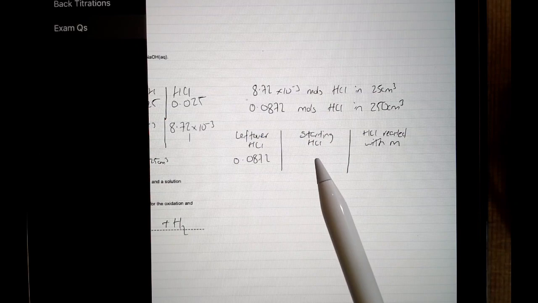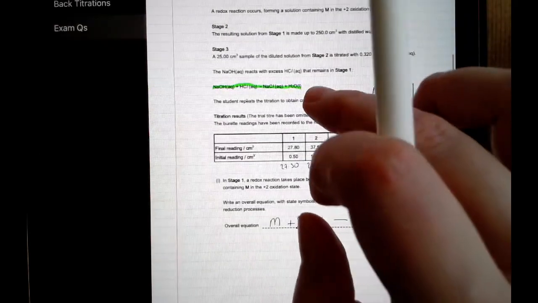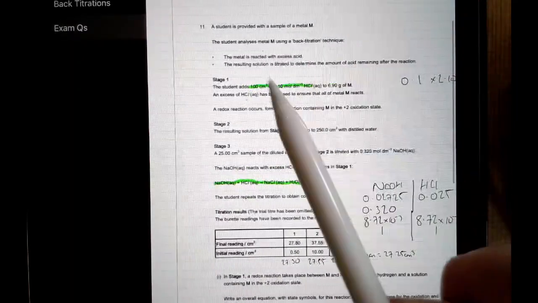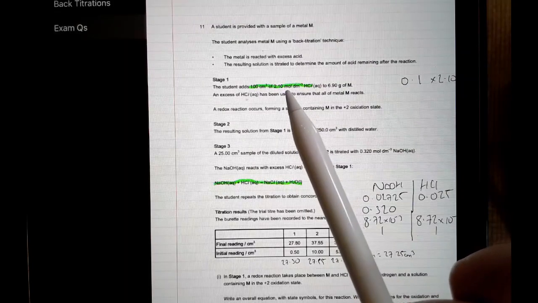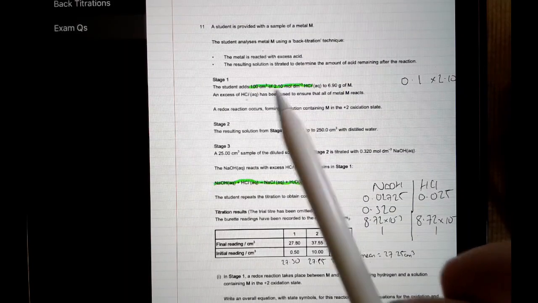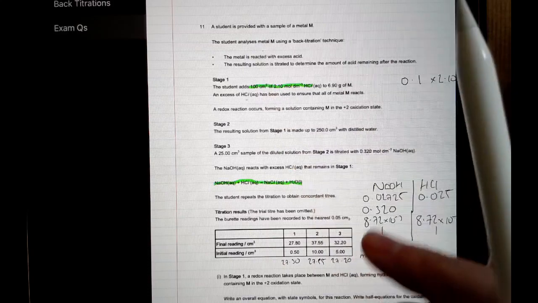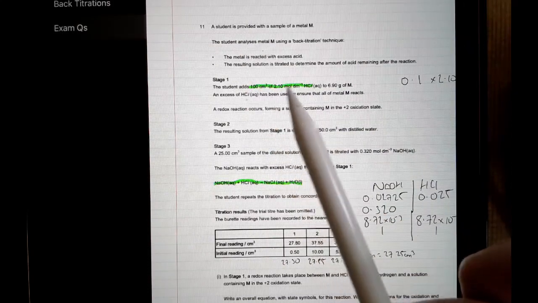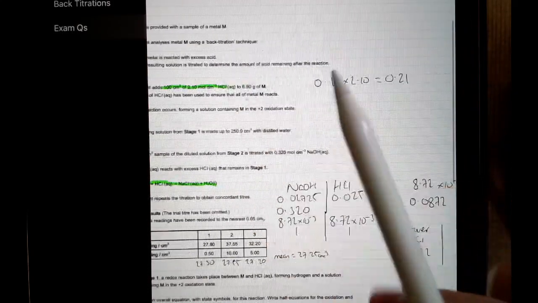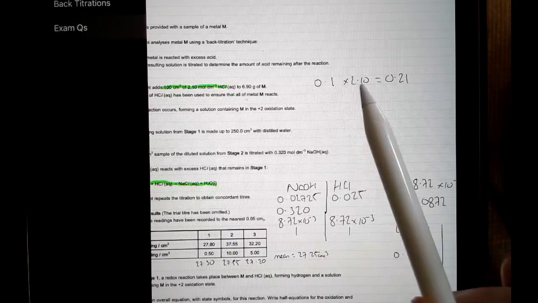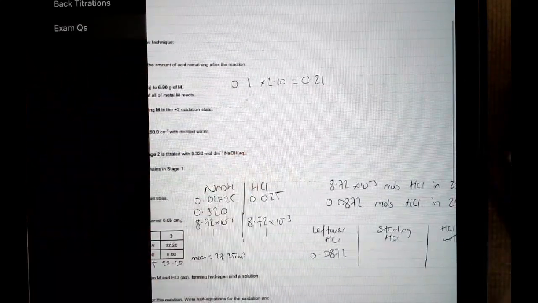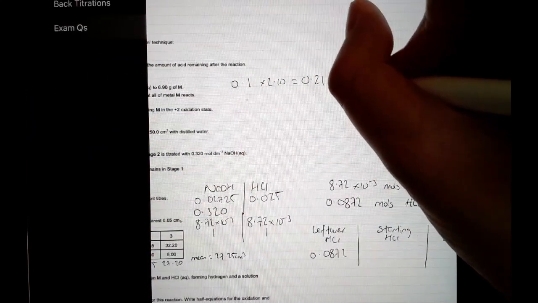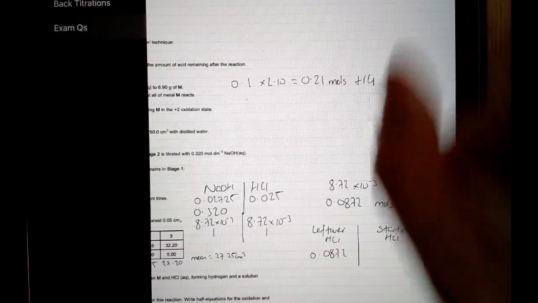I can now work out the number of moles of HCl that I started with, using the information given to me in the question. So the numbers I highlighted up here, I'm told the volume and the concentration of the HCl that I started with. I can then work out the moles of HCl that I started with. So to do that, I'm going to convert centimetres cubed to decimeters cubed so that the units of volume match the units of concentration. So I end up with 0.1 as my volume times 2.10 as my concentration. And this number here then represents the number of moles of HCl that I started with.